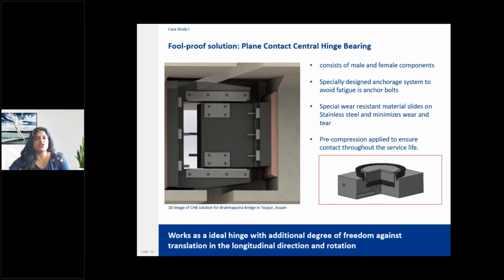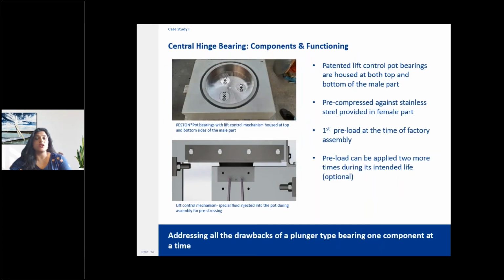Although this addressed the issue of damages to bearing components due to fatigue-induced stress, there was no way of understanding how much preload was being applied or how to ensure that the bearings remained in pre-compression throughout their intended lifespan. This two-part problem was addressed simultaneously when the central hinge bearings were equipped with Mageba's latest technology, a lift control mechanism. A lift control mechanism was introduced to ensure that preload as required could be applied.